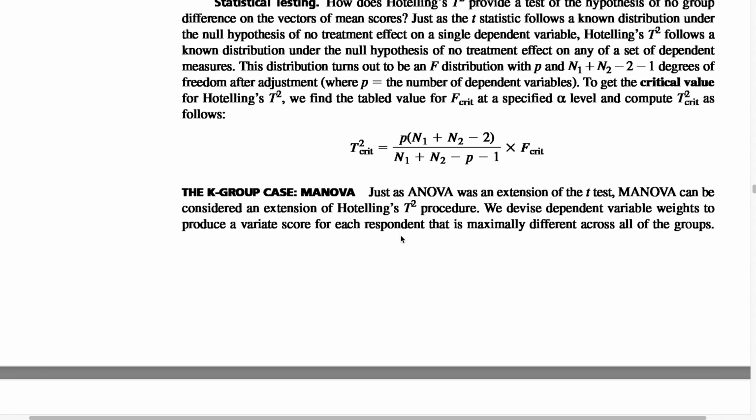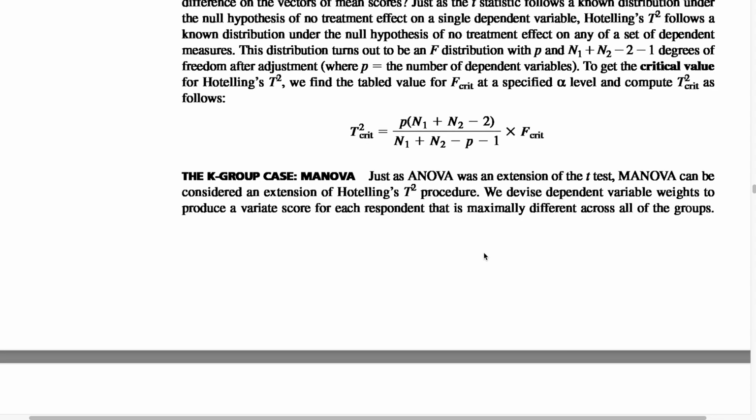The k group case, MANOVA. Just as ANOVA was an extension of the t-test, MANOVA can be considered an extension of the Hotelling's T2 procedure. We derive the dependent variable weights to pursue a variate score for each respondent that is maximally different across all of the groups.